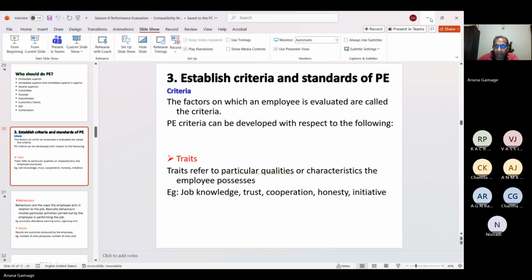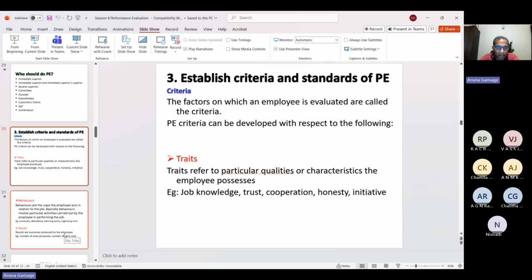Okay, sir. Right. We were talking about the process of performance evaluation. There are 10 steps to be followed. We discussed the first two steps. First one is to establish objectives for performance evaluation. The second one is to formulate policy or policies. The third one is to establish criteria and standard. Without criteria and standard, we will not be able to evaluate the level of performance of anybody.